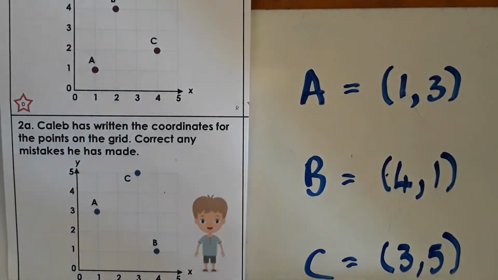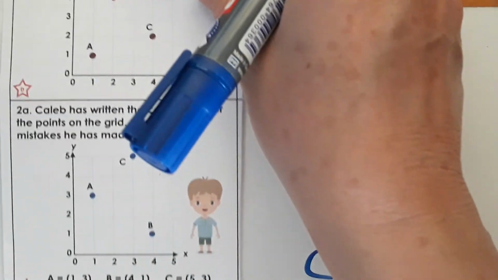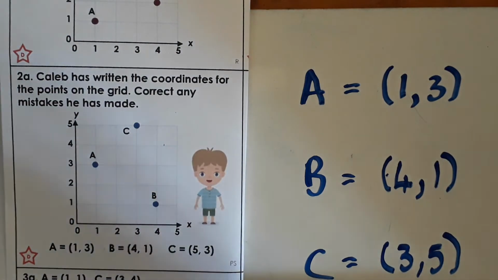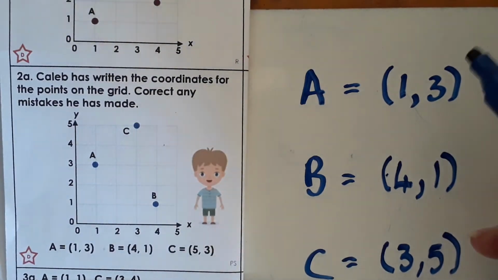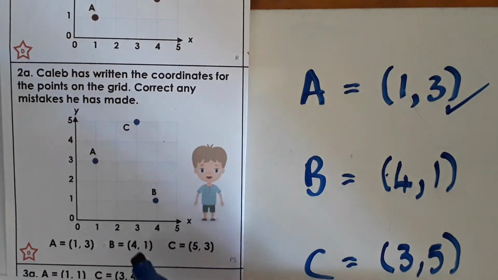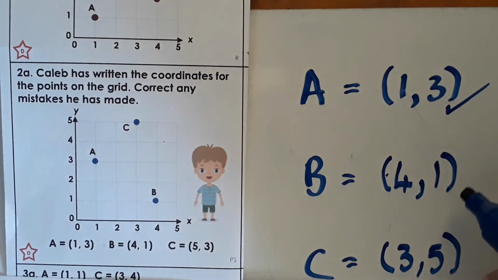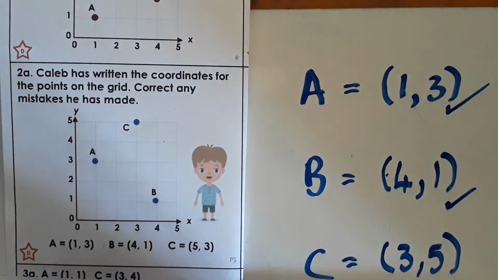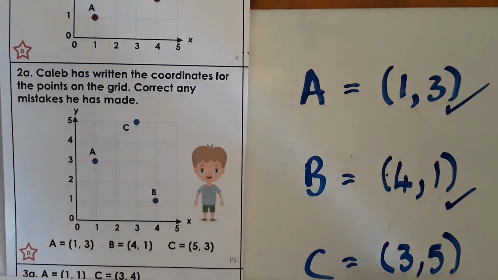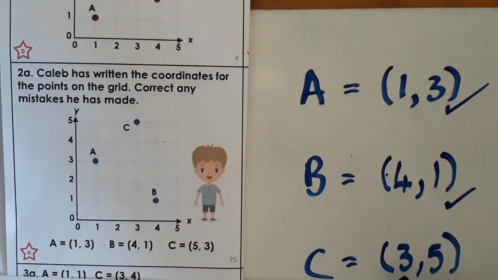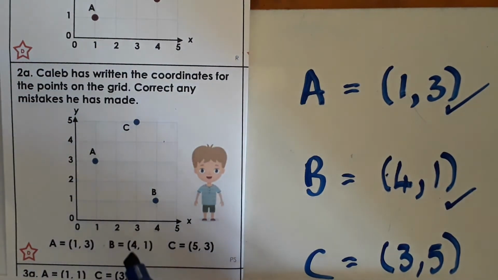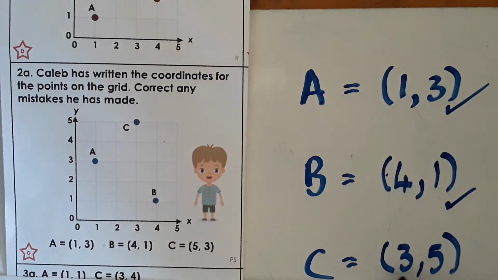And then I can compare my answers with what Caleb wrote. So we've got the same for A, yes, (1, 3). Caleb wrote (4, 1) for B, and Caleb wrote (5, 3) for C. And I wrote (3, 5) for C. Quick check. Okay, and what Caleb's done is reverse the numbers for that point.